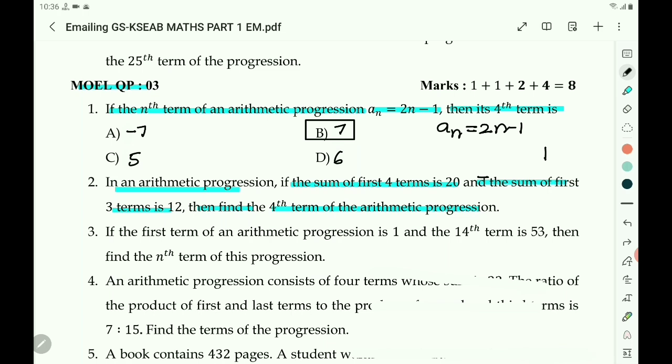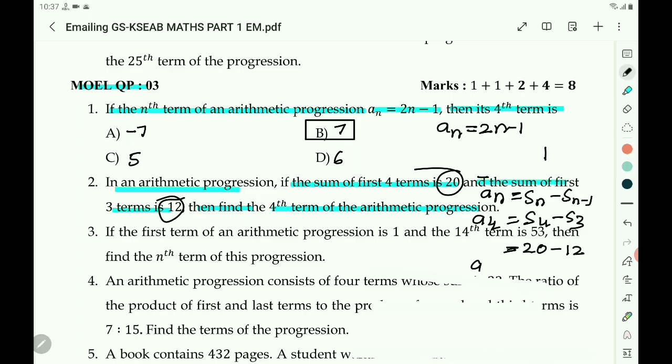S4, S3 are given. To find the fourth term, we have to use the relation an equals Sn minus Sn minus 1. That is a4 equals S4 minus S3 equals, S4 is 20, S3 is 12, 20 minus 12, that is a4 equals 8. Fourth term of the arithmetic progression is how much? 8.